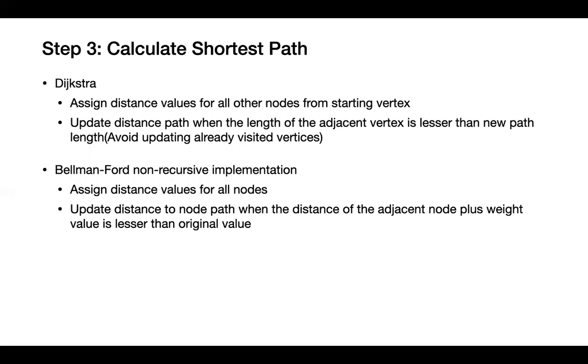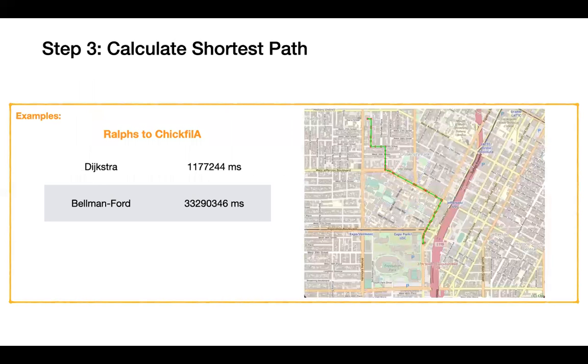And then we calculate the shortest path. We tried two different algorithms, Dijkstra and Bellman-Ford. In Bellman-Ford, we tried a non-recursive implementation to see how it works. And the results are here. Here are some examples.